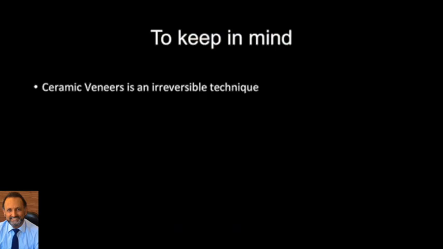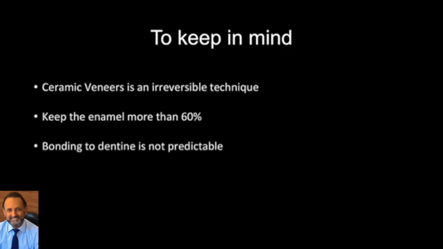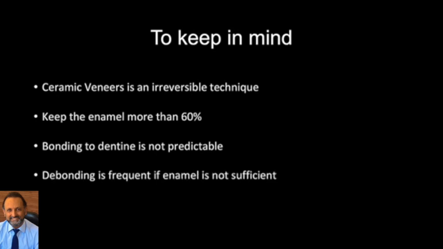What to keep in mind at the end of this presentation? I would say ceramic veneers are an irreversible technique. Once you put a ceramic on the mouth of the patient, it means that it will stay or it has to be redone. Keep the enamel more than 60%. As much as possible you have to keep it. And the most important part of the enamel to be kept is in the cervical area, as much as possible. Bonding to dentine is good, but not very predictable in the long term. Debonding is frequent if the enamel is not sufficient.